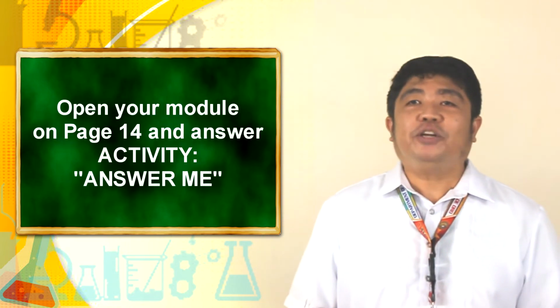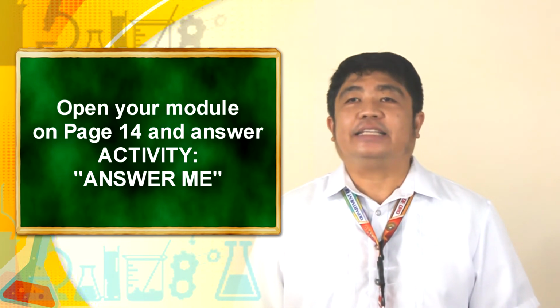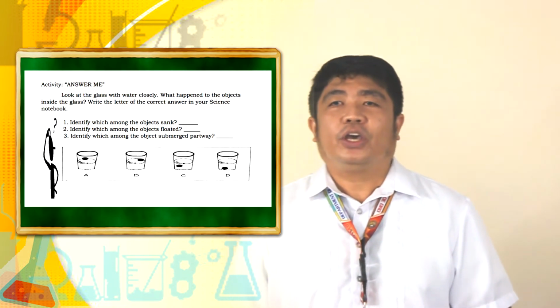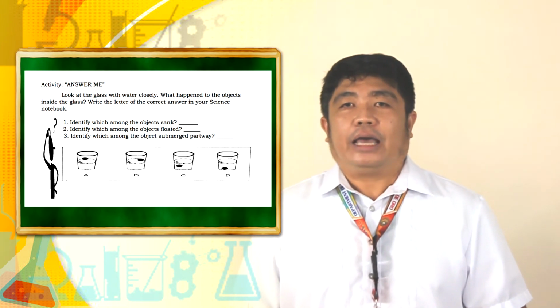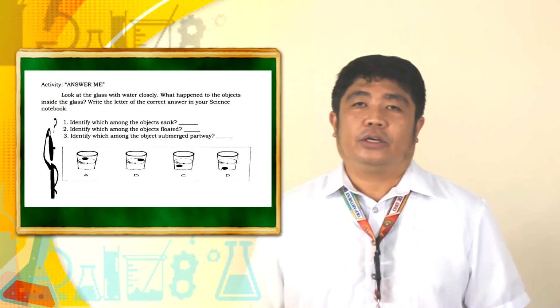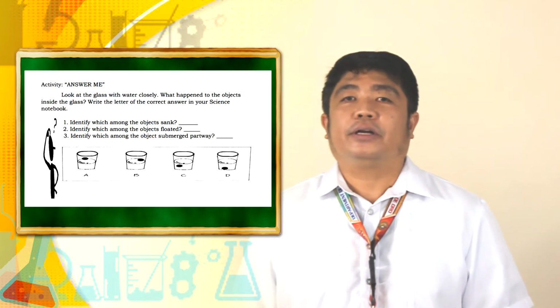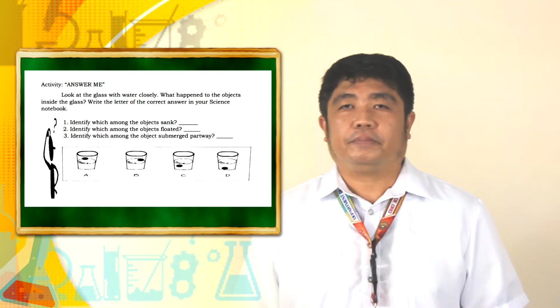Now, open your module on page 14 and answer the activity entitled Answer Me. In this activity, you are going to look at the glass with water and tell what happened to the objects inside the glass. You are going to write the letter of the correct answer in your science notebook. Wow! You're so great! You have learned a lot about floating and sinking.